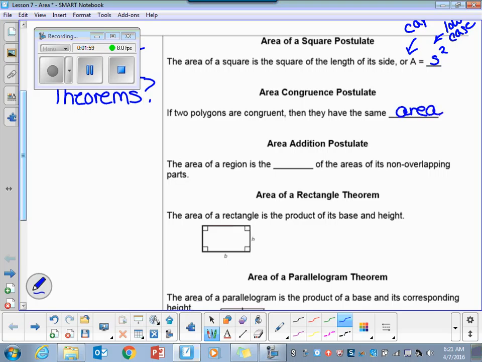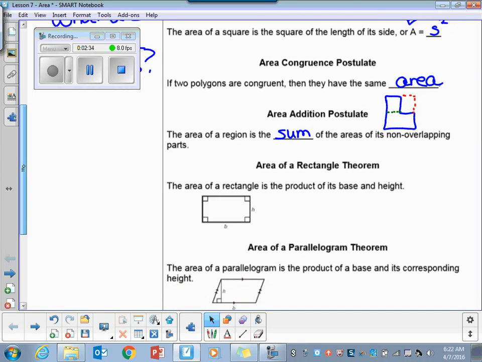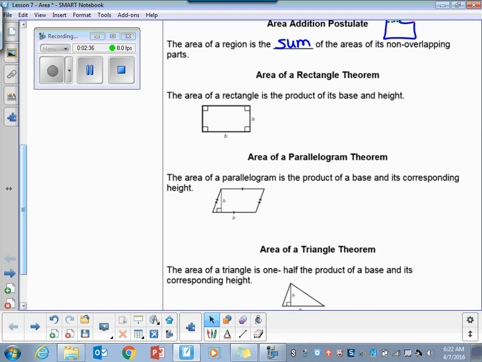The area addition postulate states that the area of a region is the sum of the areas of its non-overlapping parts. This is the postulate that let you take shapes like this in elementary school, and your teacher told you to draw in that segment so that you had two rectangles you were adding together, or she told you to fill in the corner and find that entire rectangle and then subtract out the red rectangle. Either way works.